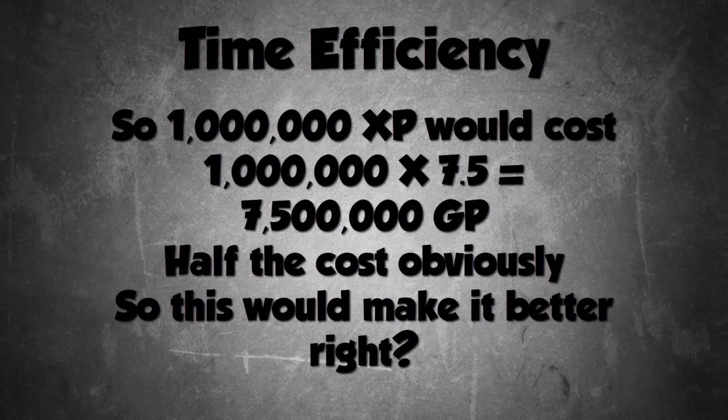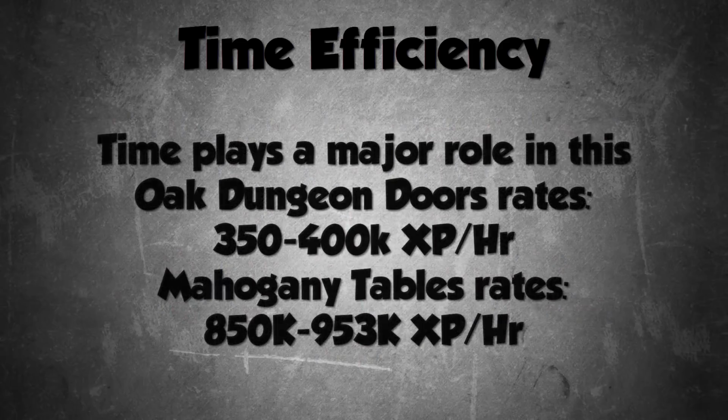Well, not necessarily. This is where that whole concept of time efficiency and opportunity cost really starts to become a big player in this. This is where XP rates really start to come in as well, and we have to start looking at them. So Oak Dungeon Door XP rates, on average, are around 350 to 400k experience per hour, whereas you have mahogany tables, which can go from about 850k up until 953k experience per hour.